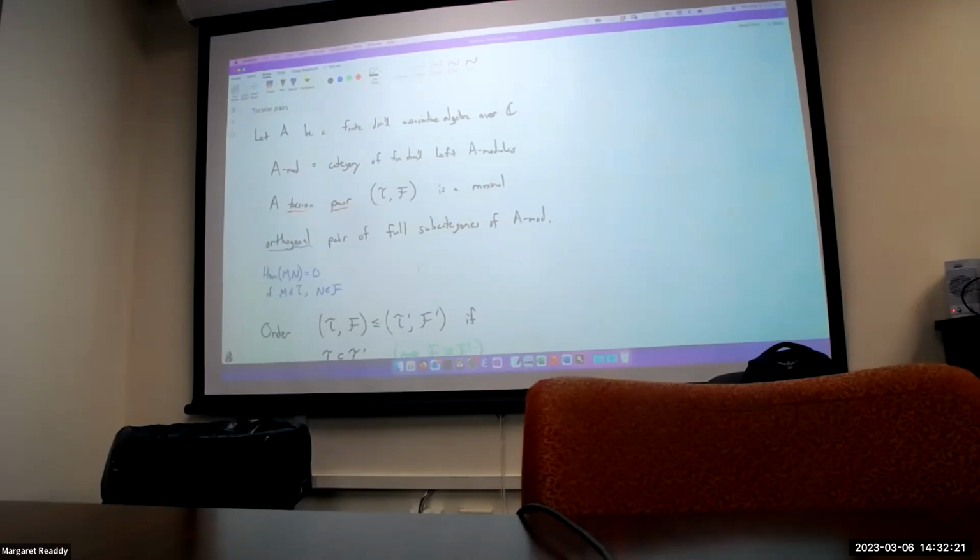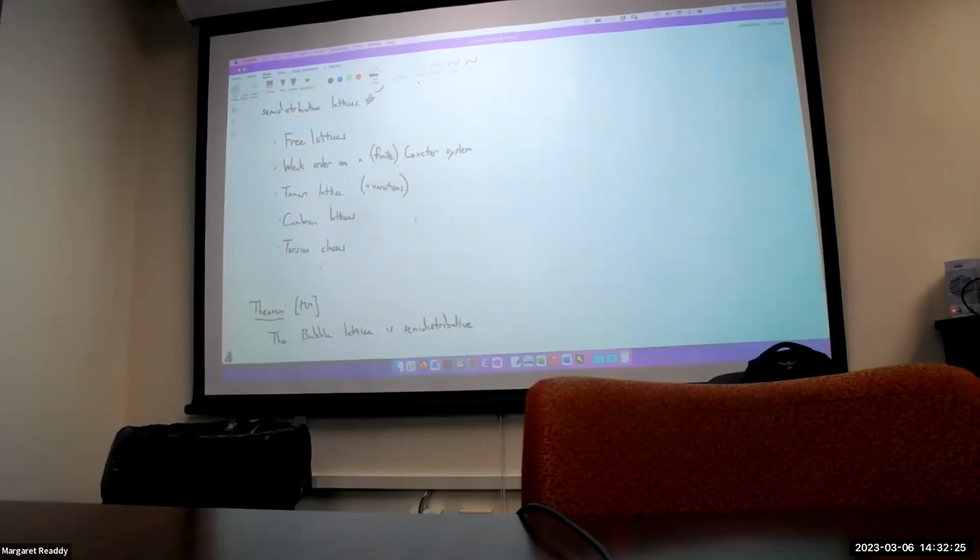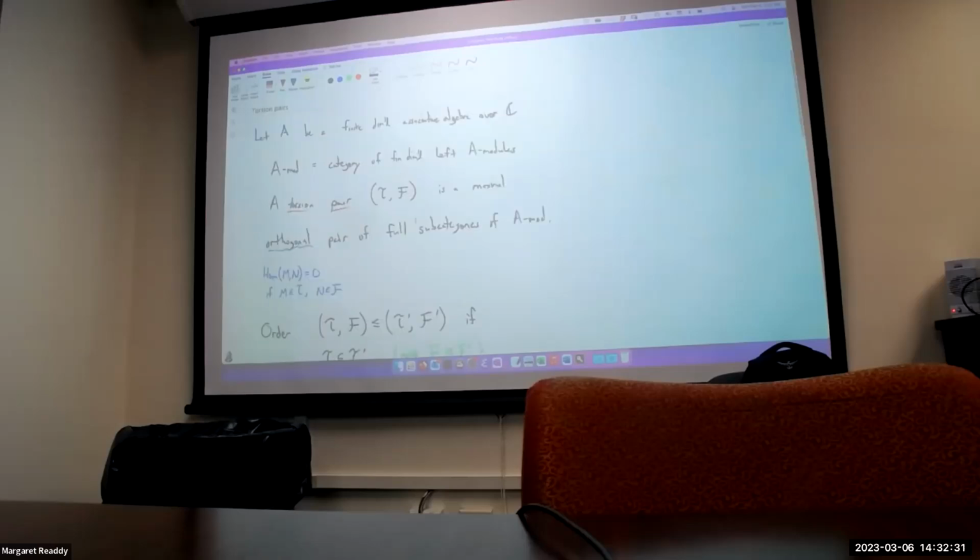Okay, so what I want to say is that there's a certain collection of semi-distributive lattices that are representable in some nice way. You can represent them as lattices of torsion pairs. Here's a quick and dirty setup. I take a finite dimensional associative algebra, just over some field, it doesn't need to be the complex numbers. And we want to consider the category of finite dimensional left A modules.